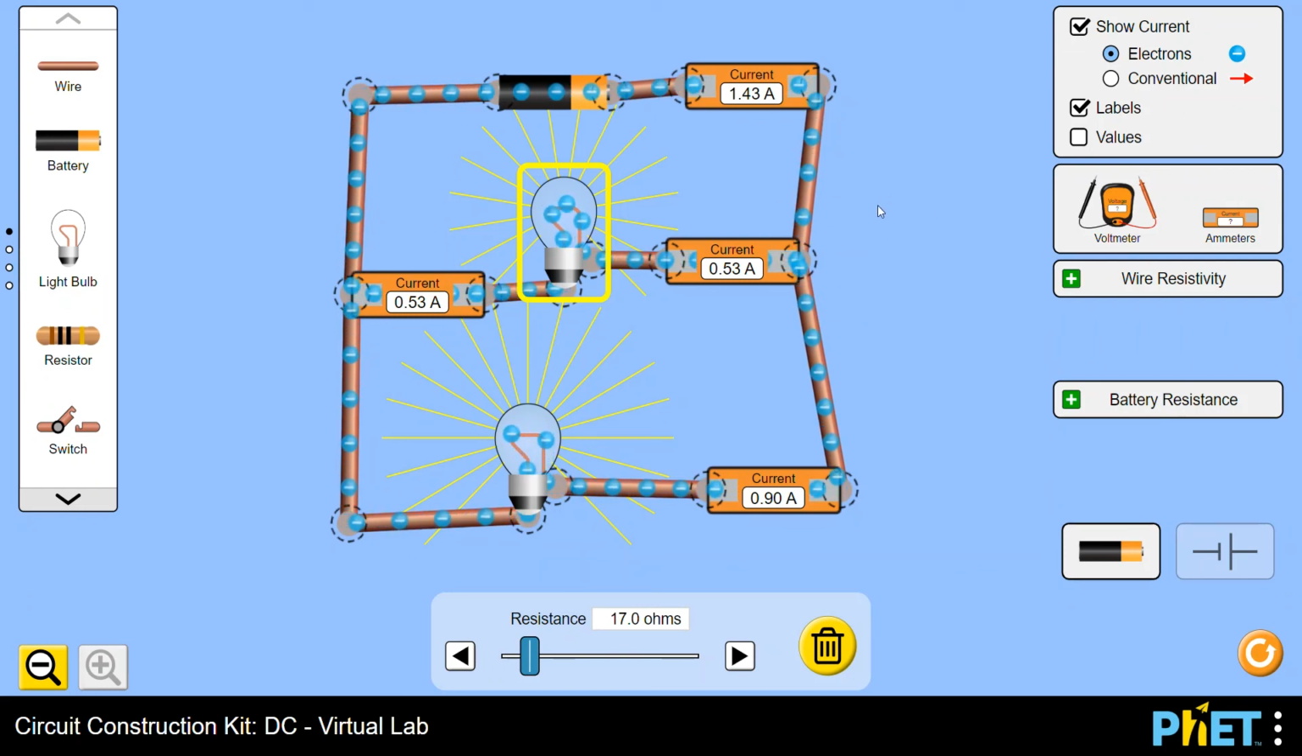Once you've finished playing around with the circuits, have a go at the knowledge check, make sure that you can answer all of those questions.